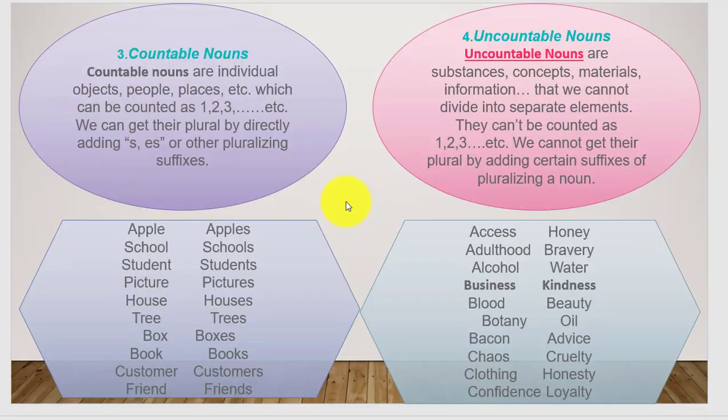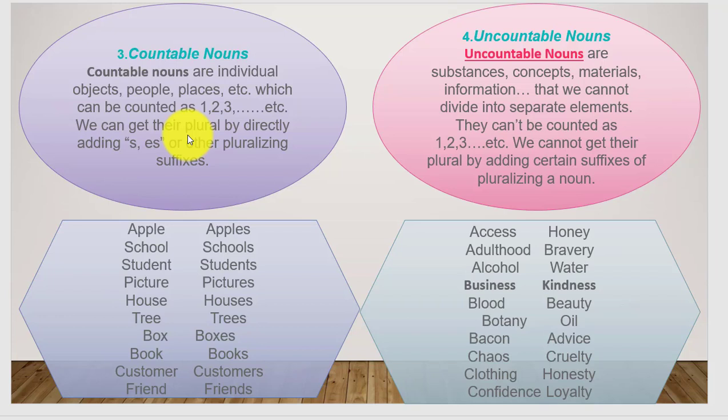Let us move to the next category, kind of nouns, which is countable nouns and uncountable nouns. So here we are going to see the difference between countable nouns and uncountable nouns. Countable nouns, we can say they can be counted. We can get their plural by adding s or es as pluralizing suffixes. Uncountable noun cannot be pluralized. We cannot count them as 1, 2, 3.